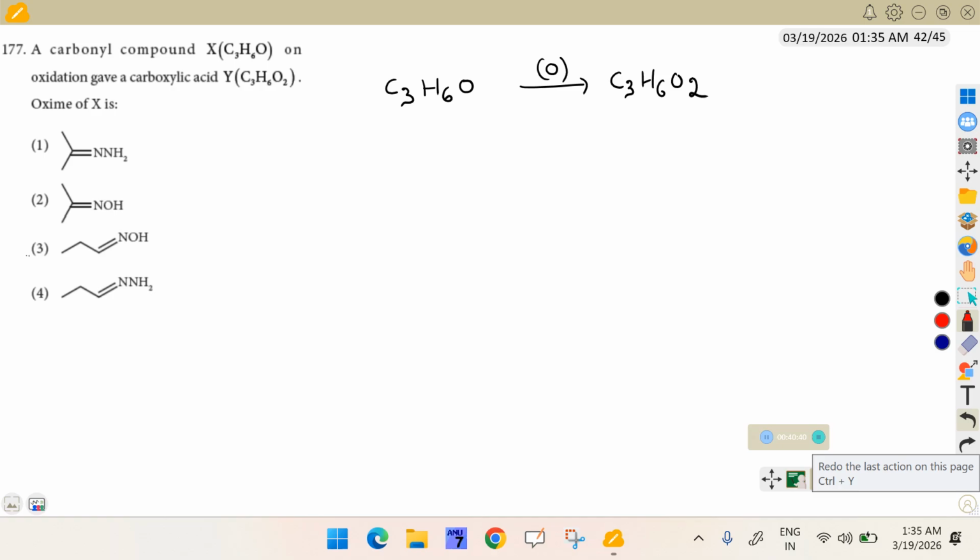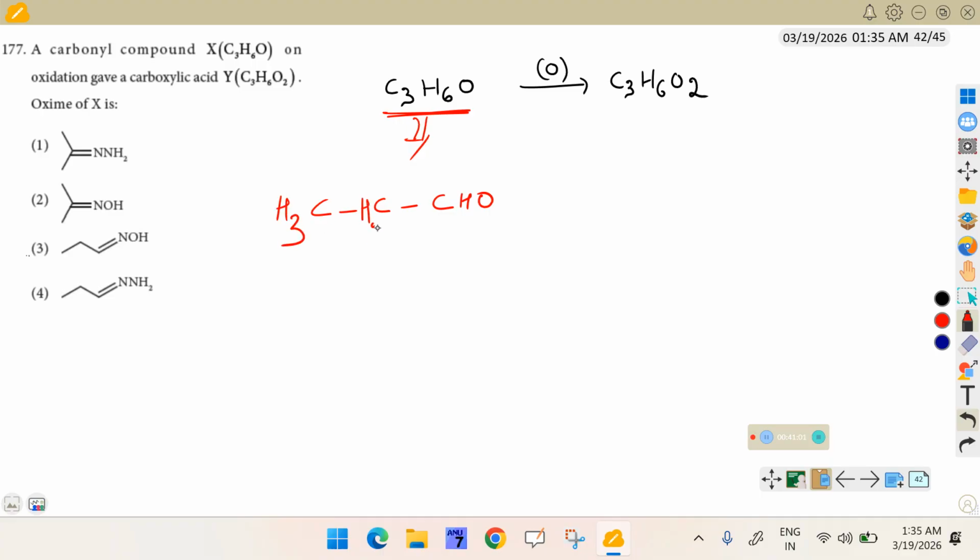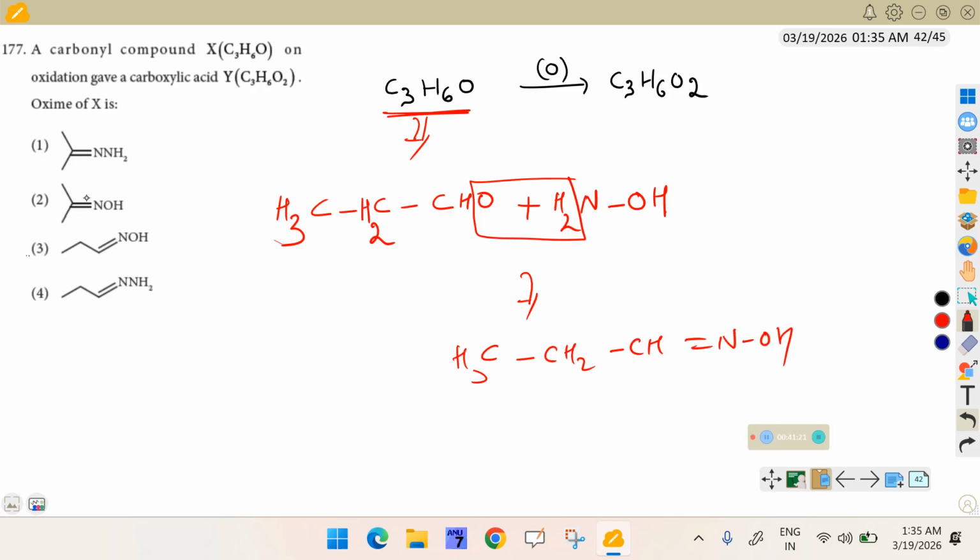A carbonyl compound X on oxidation gave carboxylic acid. The oxime of X is asked. C3H6O is given. It is a carbonyl compound, considered as meth, eth, prop: CH3CH2CHO. It reacts with NH2OH, ammonia and its derivatives. It reacts with hydroxylamine and gives the oxime. The oxime formula is CH3CH2CH double bond NOH. Third option.